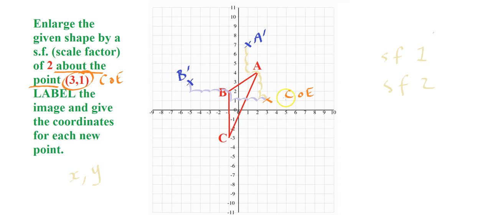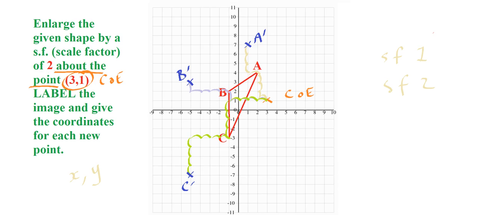And the last movement I need to make is to get to point C. So again, I go across, and I just count from the center of enlargement. 1, 2, 3, 4, and then down 1, 2, 3, 4. So that's scale factor 1. Once more, scale factor 2: 1, 2, 3, 4, then 1, 2, 3, 4. And so this is the point C dash.